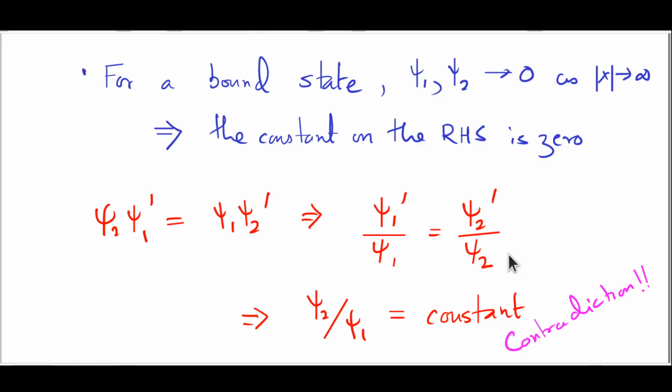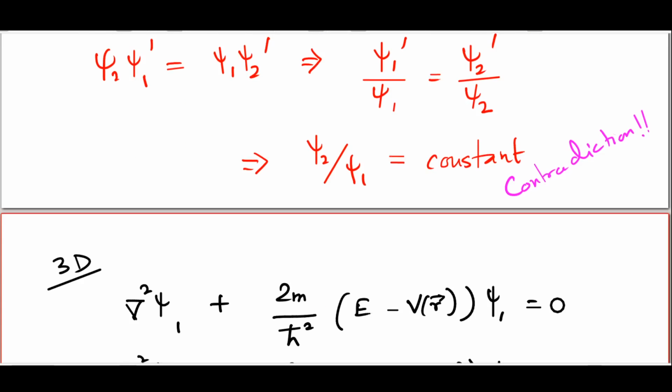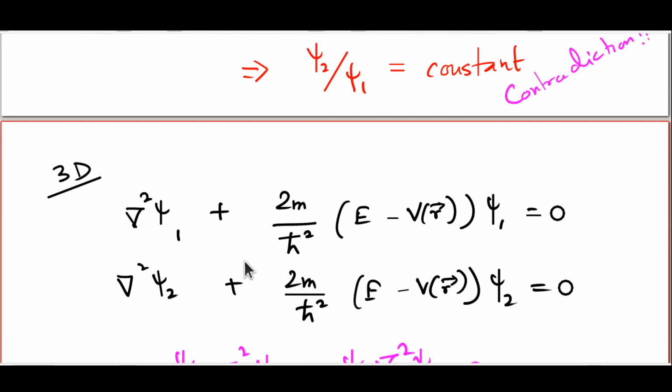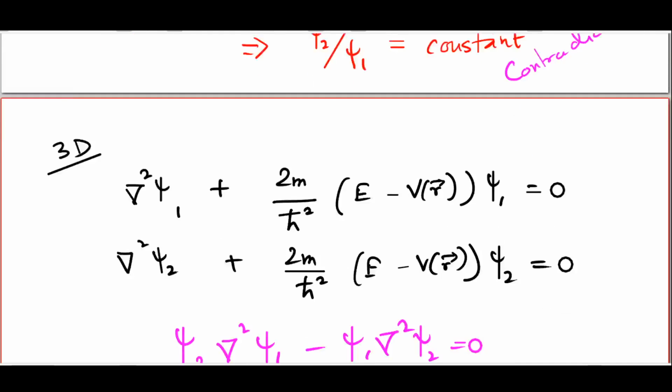Why does this argument not work for 3D? The answer is simple. In 3D, if we start with the same assumption, what you end up with are these two equations, which are very similar to what we had before, except that Laplacian replaces the second derivative. Playing the same game as before, multiplying the first one by psi2 and the second one by psi1 and subtracting, we end up with this result.